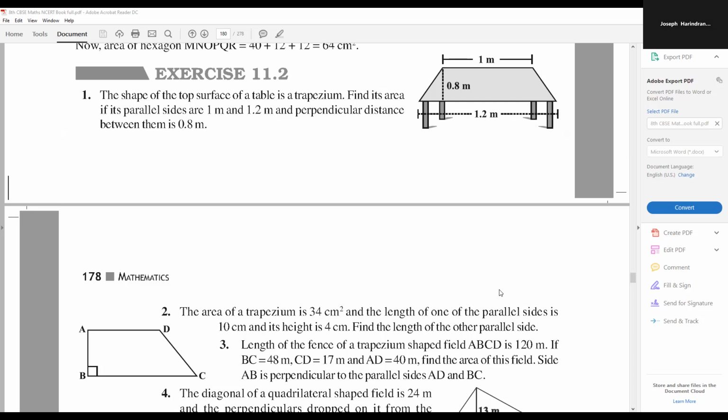This exercise happens to be the first exercise in the new books. We have the old book here, and the new NCERT textbook. You have 9.1, I think. You can just refer to your textbook, the trapezium. You can work this out. We are given the sum of the parallel sides. It's just the area of the table. That's all. Perpendicular distance is given as 0.8. It will be 1 by 2 into h, 0.8, into 1 plus 1.2. That's it. Calculate it.